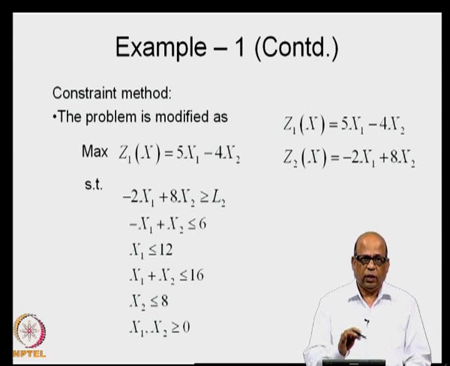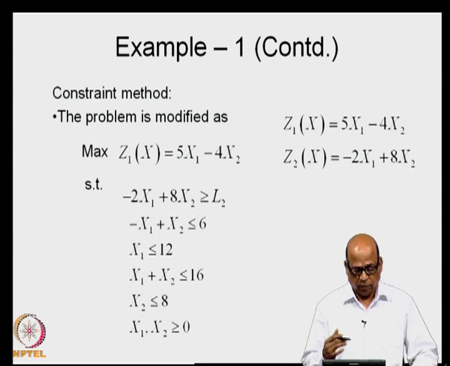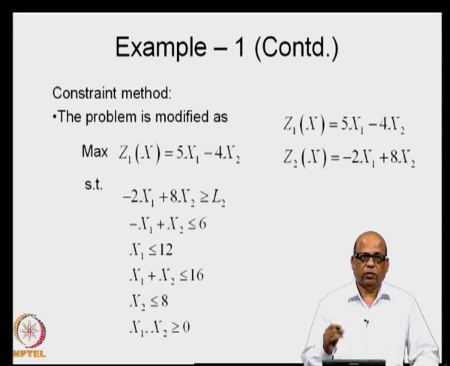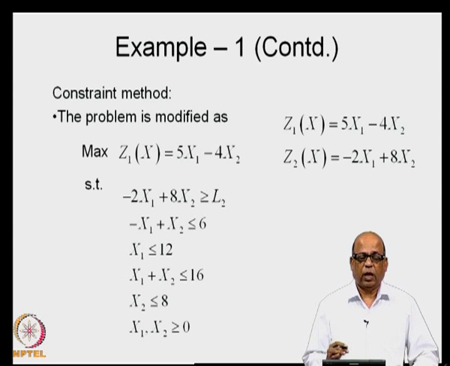We will now solve the same problem using the constraint method. In the constraint method, we pick up one of the objective functions, maximize that in a maximization problem, and we set minimum levels for the other objective functions. So, in this particular case we had two objective functions. We will pick up Z1(x) first. Now, Z1(x) and Z2(x) are the two different objective functions.